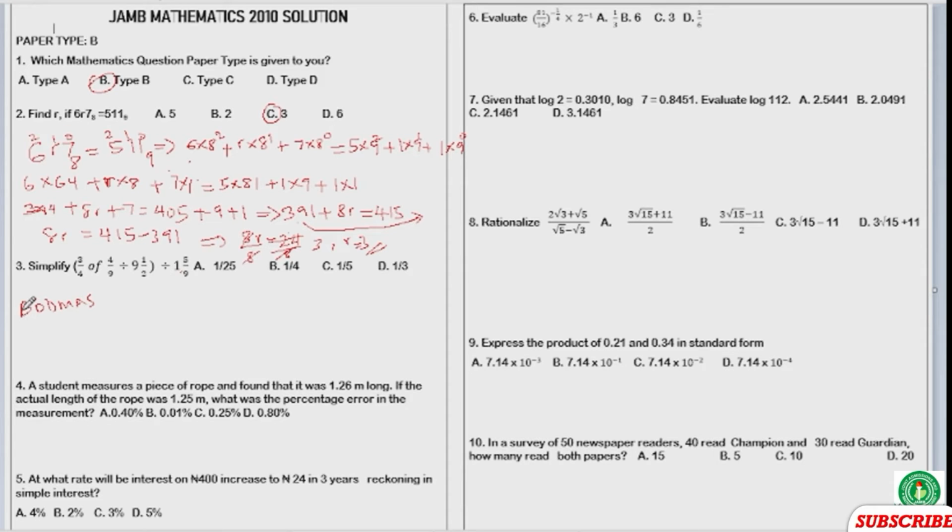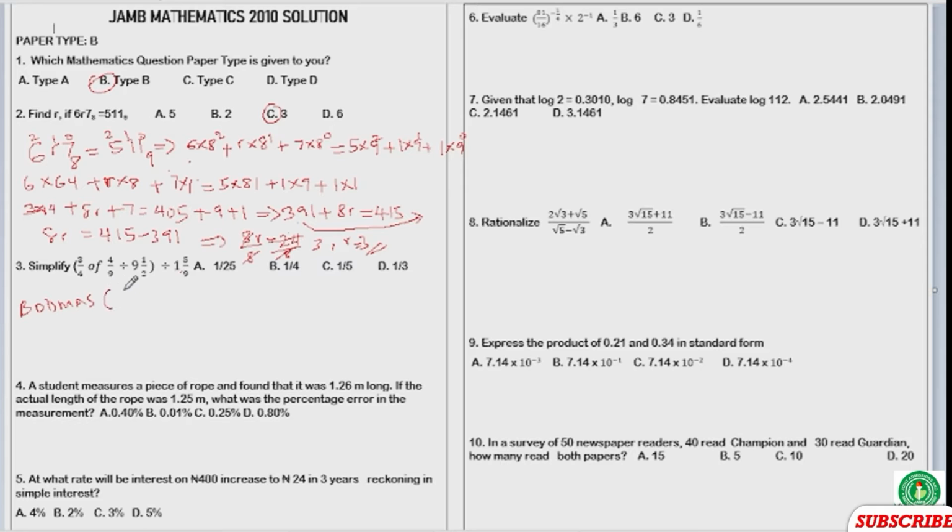BODMAS stands for Brackets, Division, Multiplication, Addition, and Subtraction. This is a summary of all the operations that we use in arithmetic. So, having known what this stands for, let's go into the question directly.